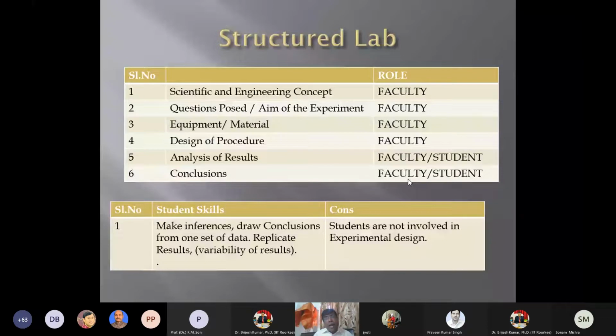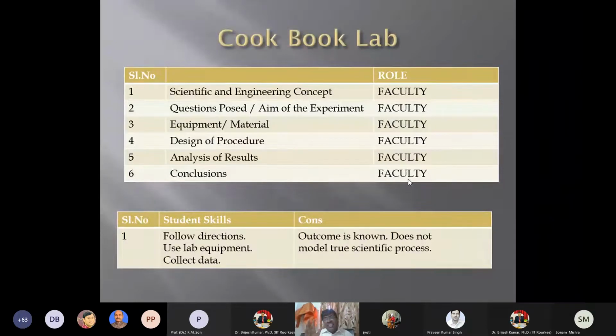In cookbook lab, right, everything is decided by faculty only. You give a lab manual, students need to just follow the same methodology and use the lab equipment, collect data, and then the outcome is known. How many times will we find out the thermal conductivity of a known material? I don't know really. How many times will we find out the flash and fire point of a known fuel? I don't know really. And unfortunately we call them experiments.